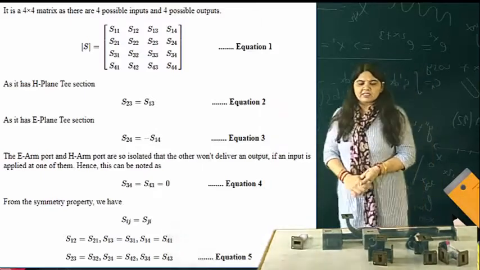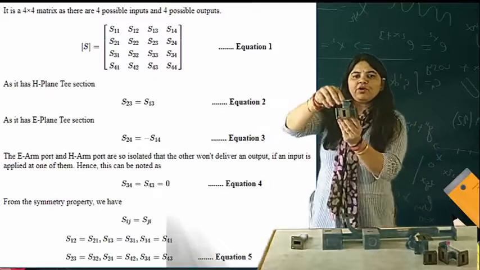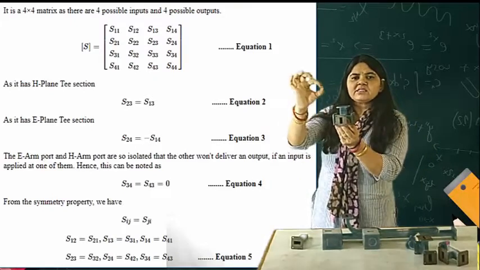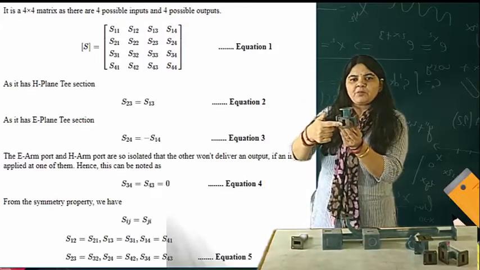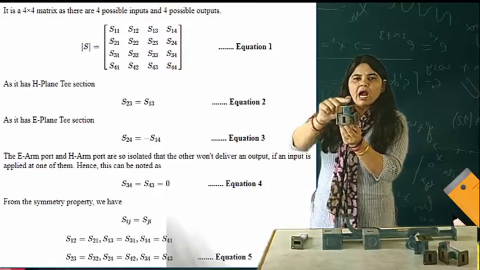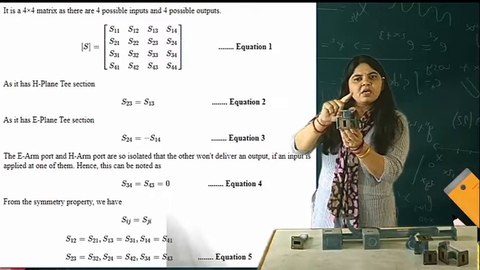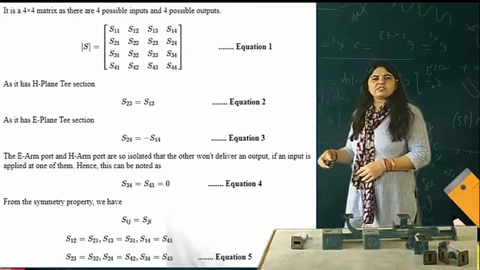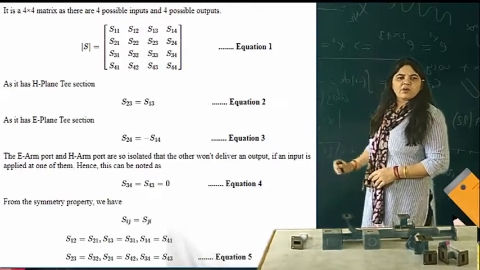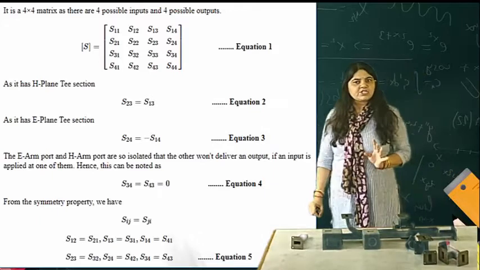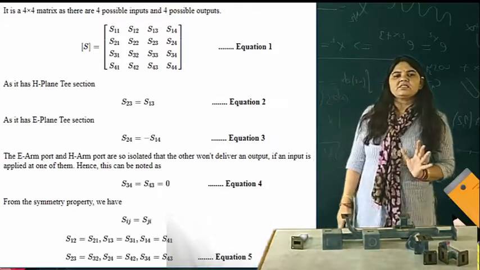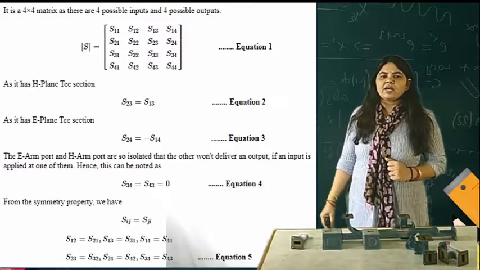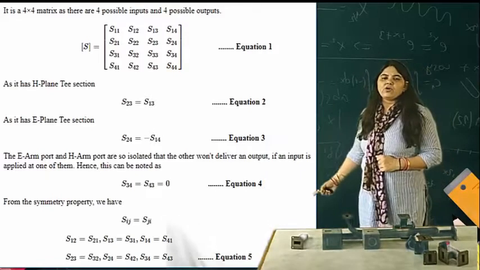Now, another thing: you are applying the input from port number 3, and the output at port number 1 is 0. Applying the input from port number 4, the output at port number 3 is 0. So that is why S34 is equal to S43 equal to 0. Symmetric condition, symmetric matrix: Sij is equal to Sji. So again we are applying the symmetric property over here.